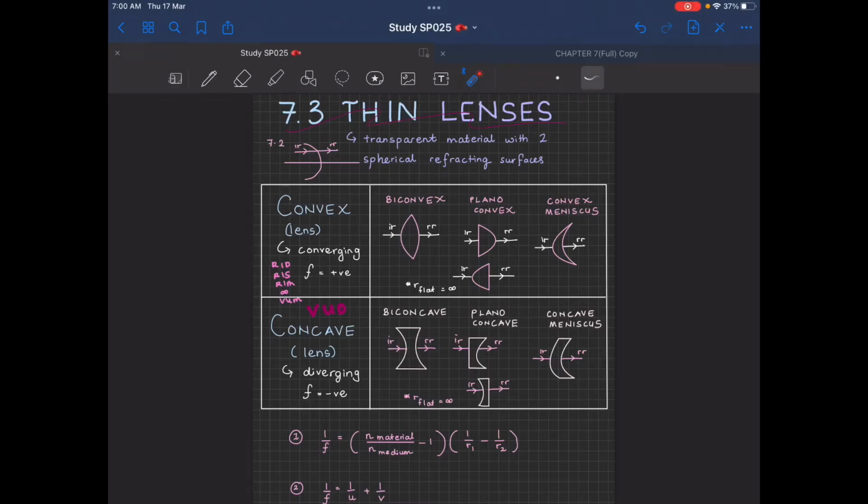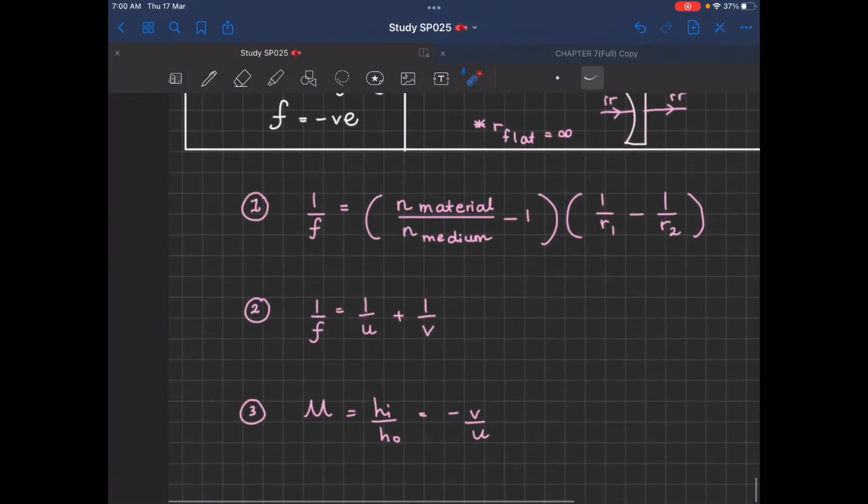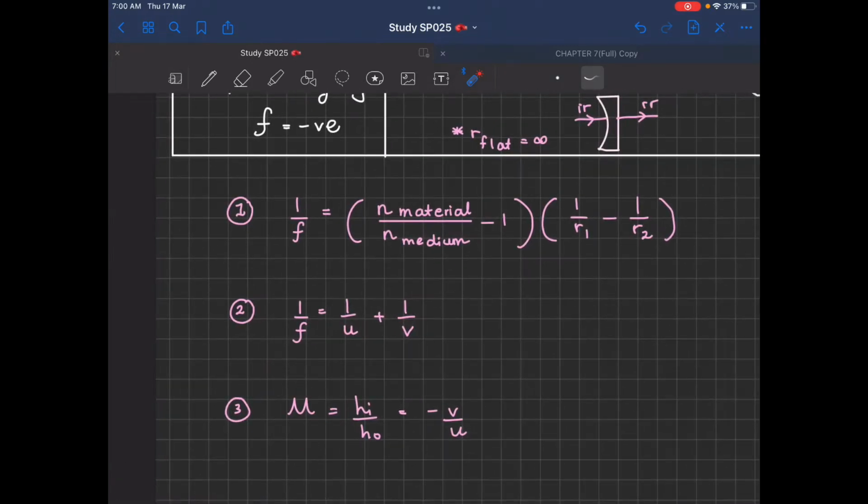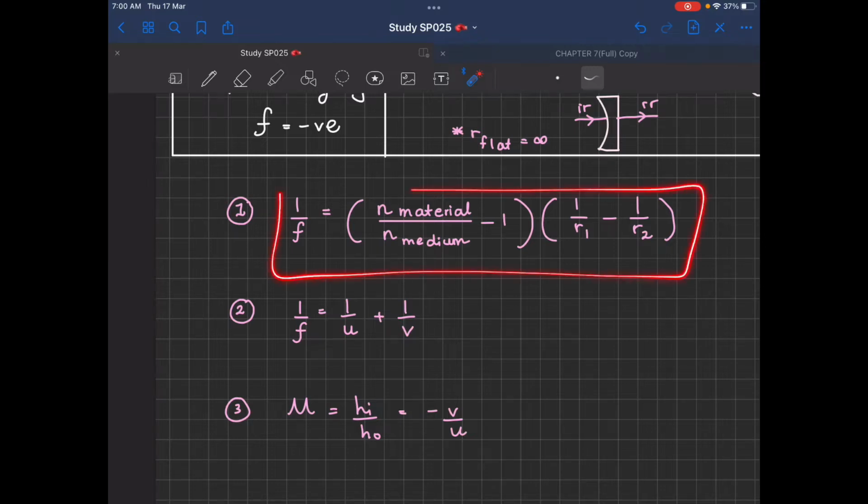Okay, so now we are going to be learning the equations used in thin lenses. Okay, so ada 3 equation yang kamu akan gunakan in thin lenses. So first is this one, second this one, third this one. Okay, so as you can see before, 2 and 3 kamu dah pernah guna waktu subtopic 7.1 kan. So we can also use in thin lenses lah. Okay, so I'm going to show you how do we use this formula.